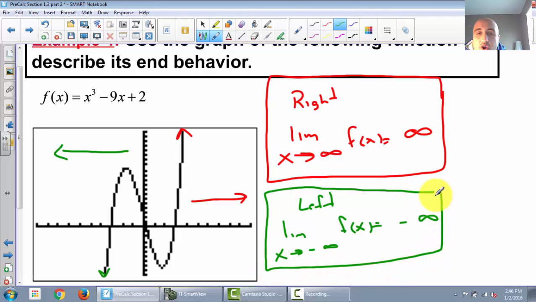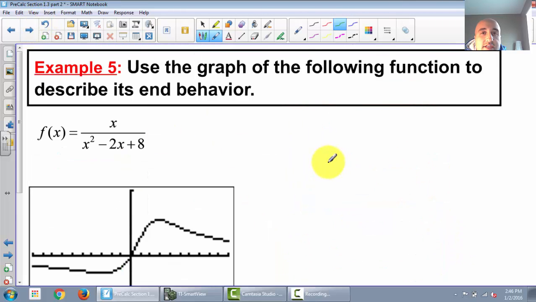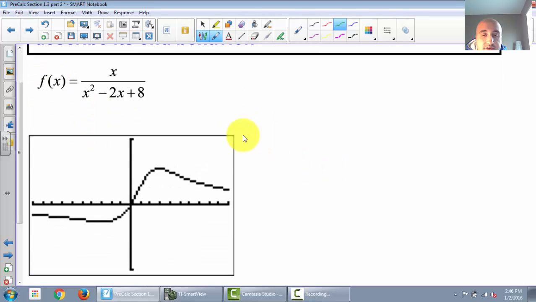Now, it's not always this easy. Okay, it's not always just going to be positive infinity or negative infinity. What happens if we have an example that looks like this? It says use the graph of the following function to describe its end behavior. Okay, so I have a function, I graphed it, and this is what it looks like.